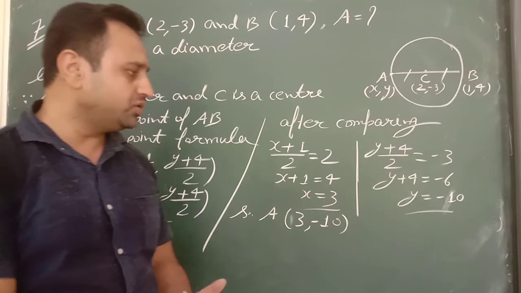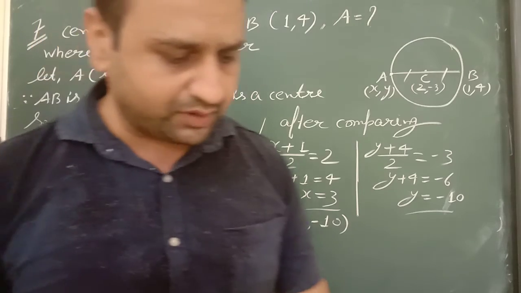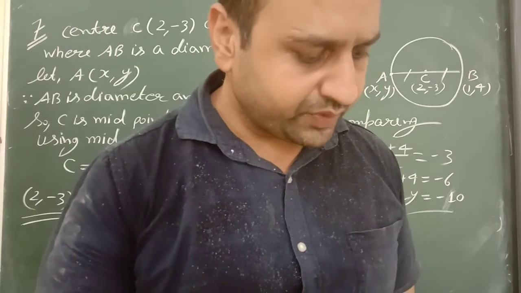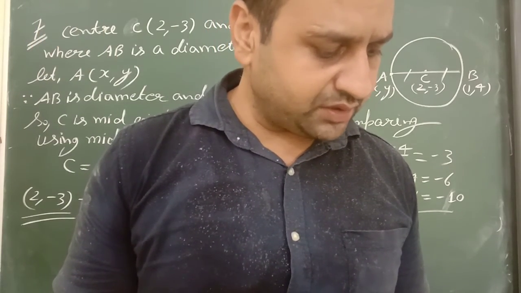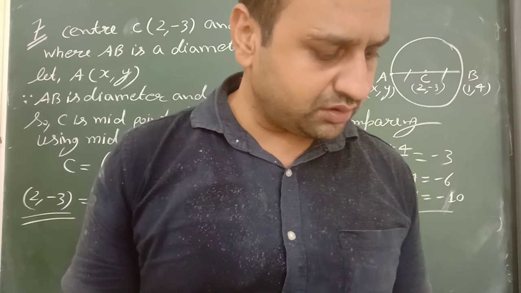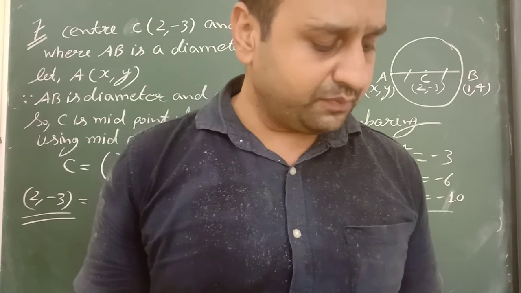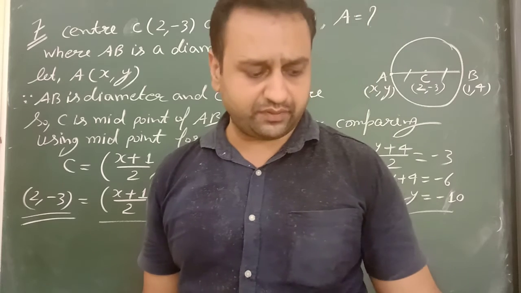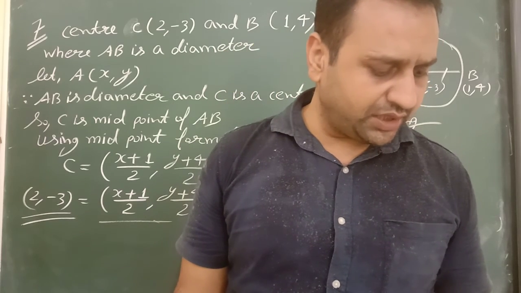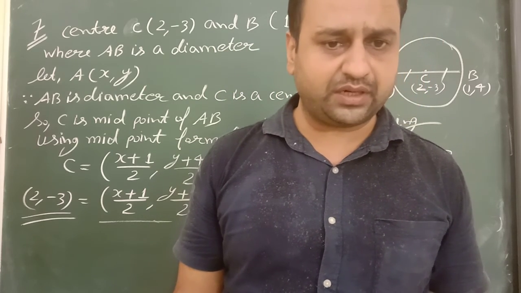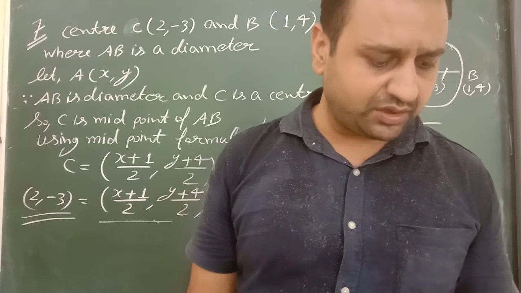I hope you understood. In the next video, we will complete exercise 7.2, and you know that exercise 7.3 uses the concept of area of a triangle, but it is cut from your syllabus. We have to do only question number 2 in exercise 7.3, which is based on the section formula.